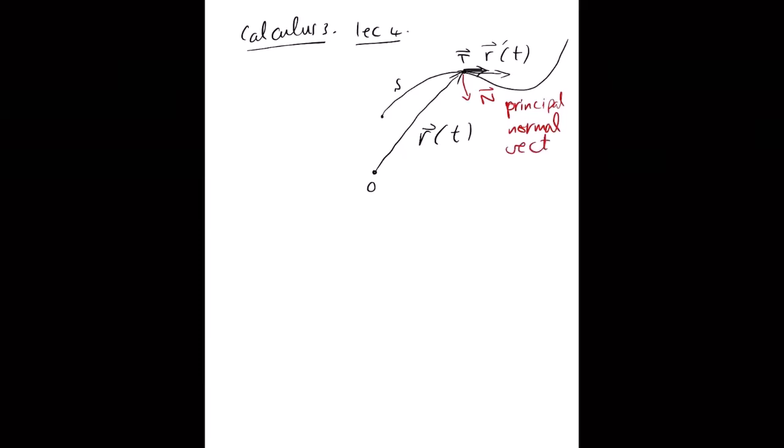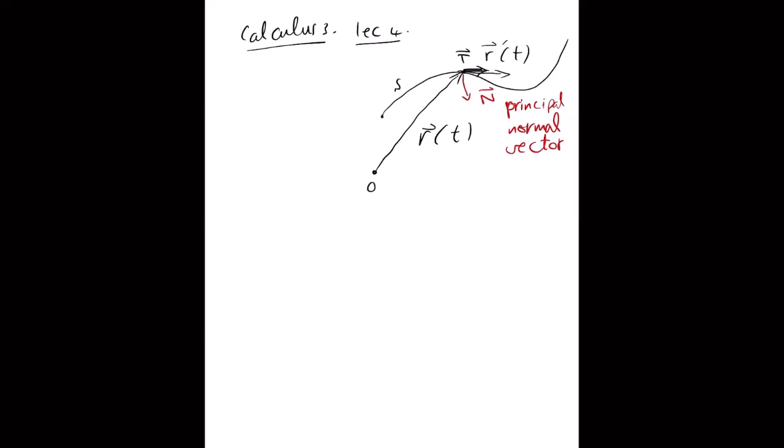And another important vector as well, a third vector called the binormal, which is the vector perpendicular to both the tangent vector T and the principal normal vector N. So let's go with N first. What is the definition of N? How to find the principal normal vector?